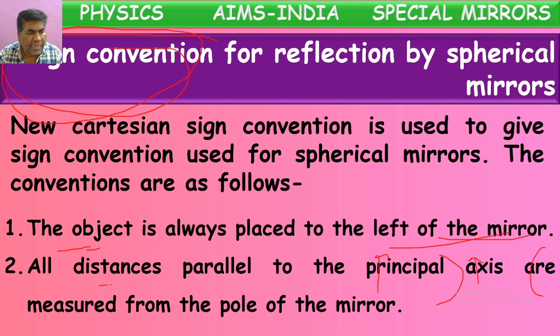All distances parallel to the principal axis are measured from the pole. So I have taken a mirror, and I want to measure the object distance. This is the object here. From where do I have to measure? Measured from the pole. All distances are to be measured from the pole.